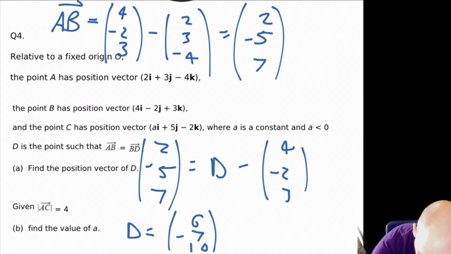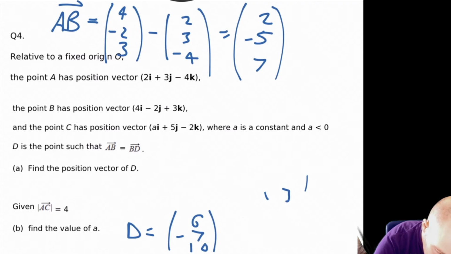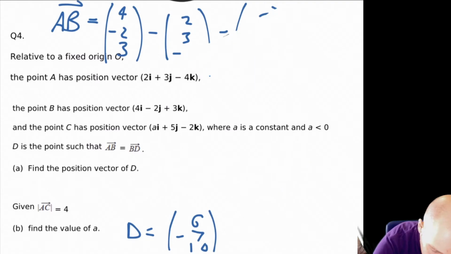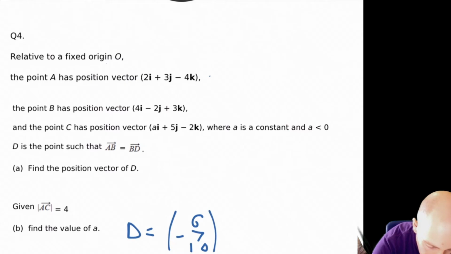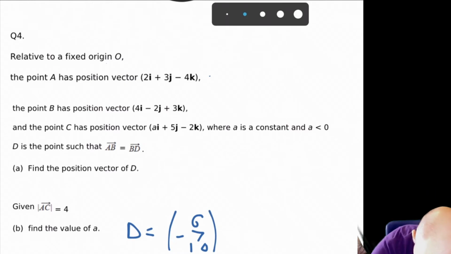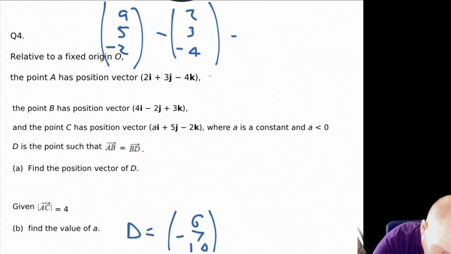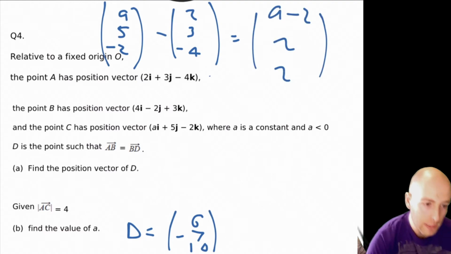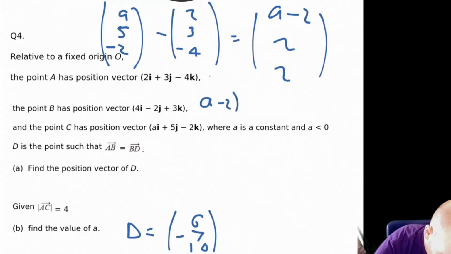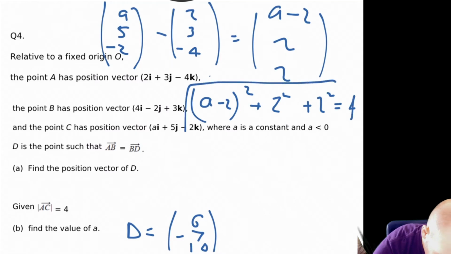All right, last bit then. Given AC is 4, we need to use A and C, find AC, and then set the size of it equal to 4. So AC is going to be C take A. So 5 minus 2, take away 2, 3 minus 4, gives me A take 2, 2, 2. We know the modulus of that is 4. So A minus 2 squared plus 2 squared plus 2 squared, square rooted, equals 4.